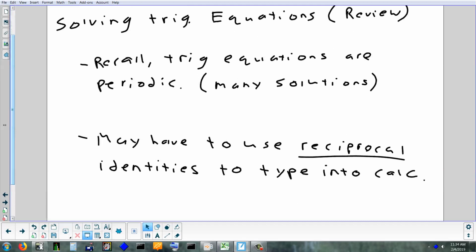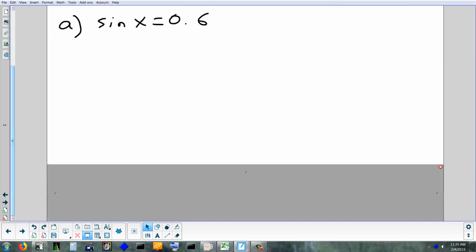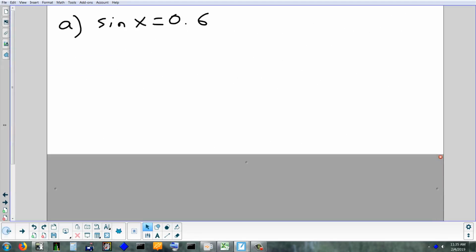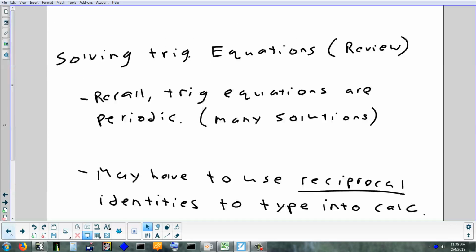So we'll look at 2 examples. Yes? Can you tell us what we'd have to type in for certain ones? We're going to do one where you do have to type it in as 1 over because you don't have a button for it. That'll be the last one. Yeah, we'll do one.